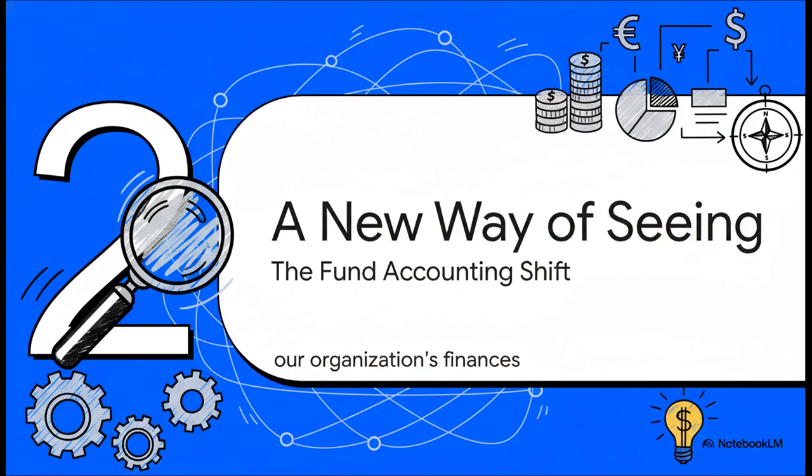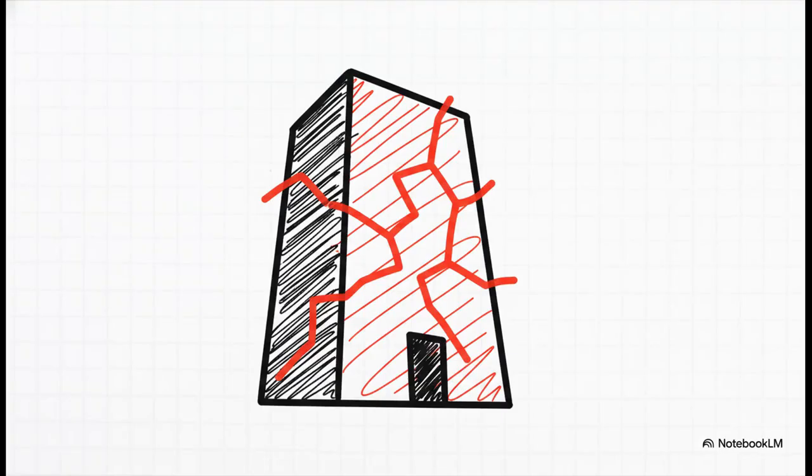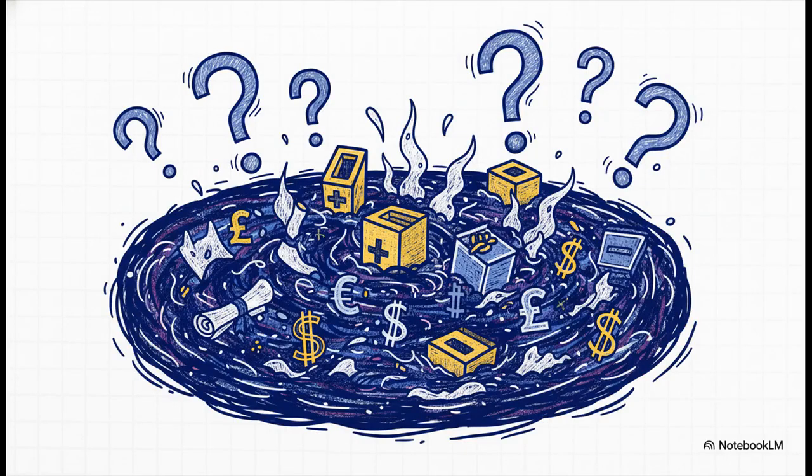So to solve this, we don't actually need to buy brand new, expensive software. What we need is a new way of seeing our organization's finances. It's kind of like a paradigm shift that'll finally align our accounting with our actual mission. Okay, so the very first step in this new way of thinking is to realize that your nonprofit isn't just one single thing. And it definitely doesn't have just one big, murky pool of money.